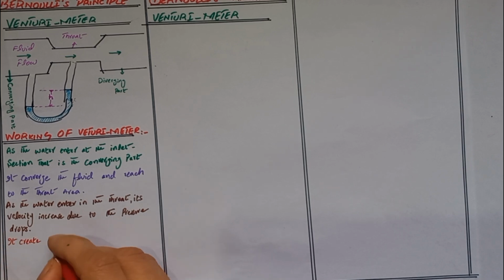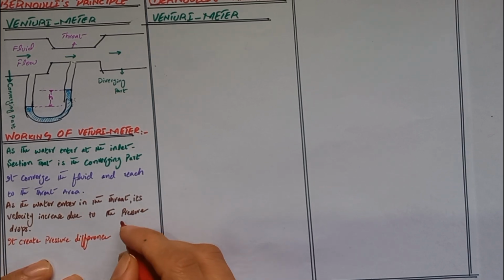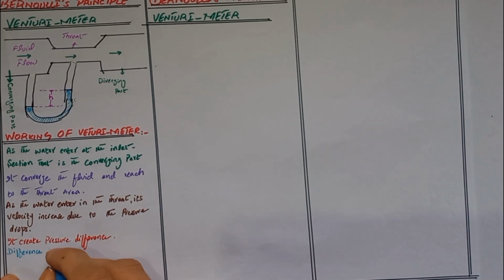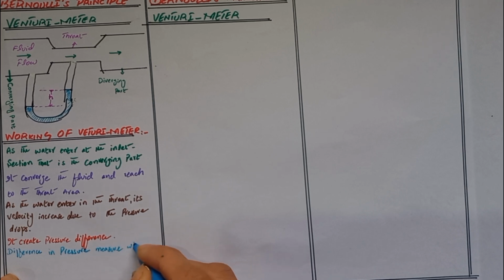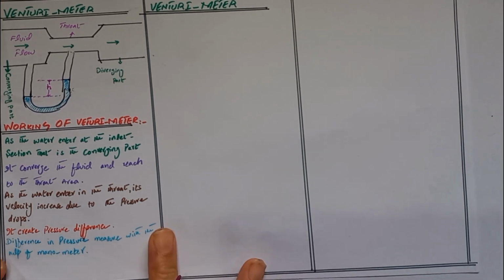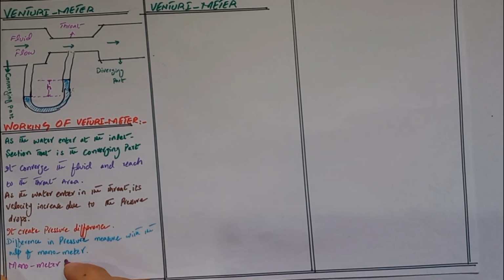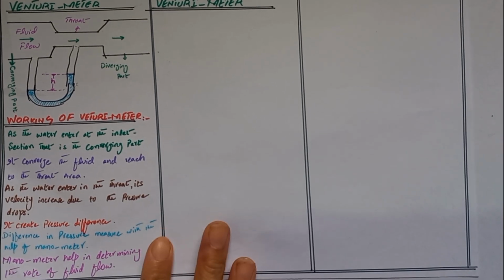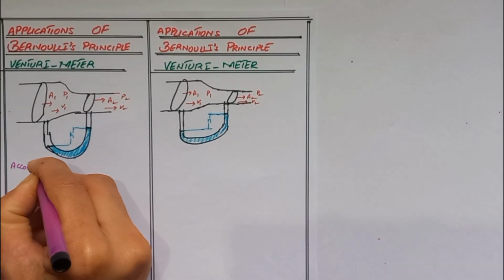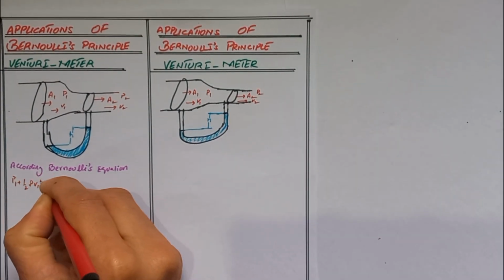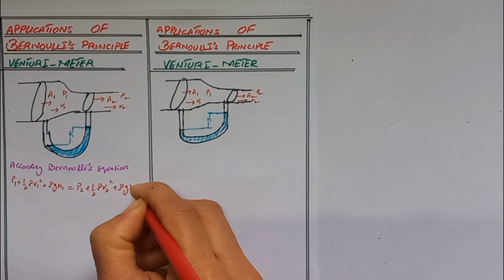It creates a pressure difference. The difference in pressure is measured with the help of a manometer. Manometer helps in determining the rate of fluid flow. Now we write the equation according to the Bernoulli equation. That is P1 plus half rho V1 square plus rho G H1 is equal to P2 plus half rho V2 square plus rho G H2.